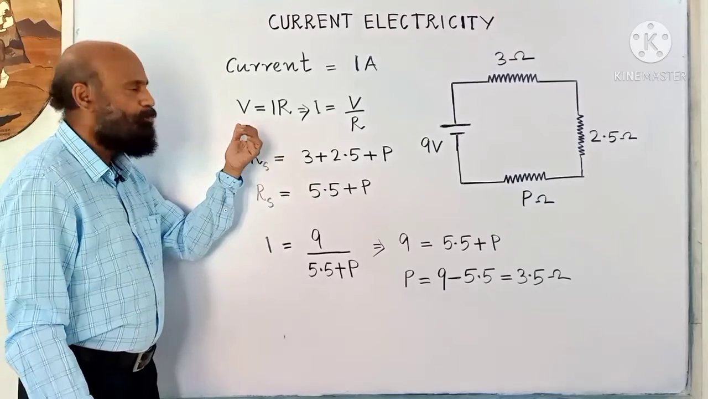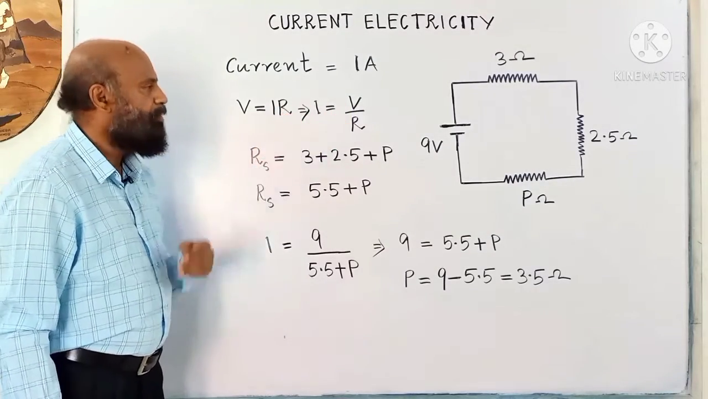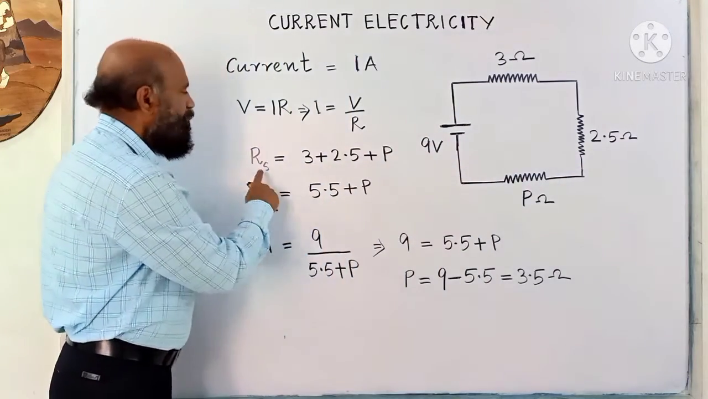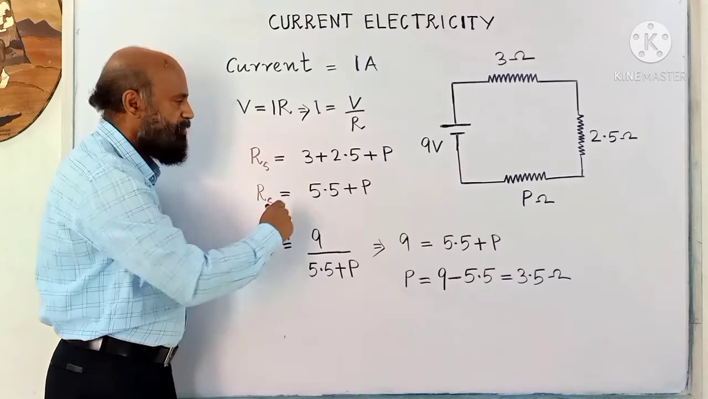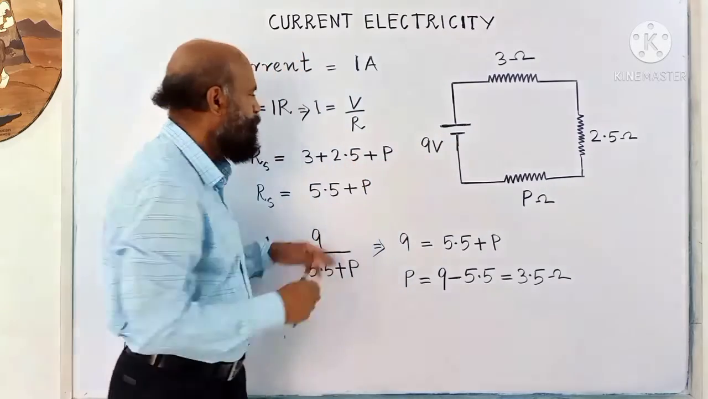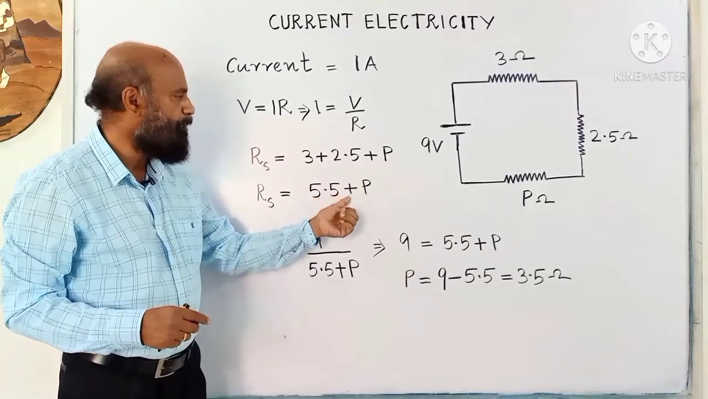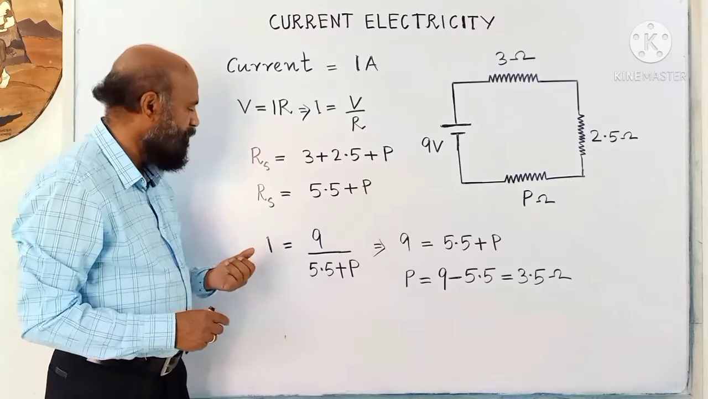Then as per Ohm's law, V is equal to IR, so I is equal to V by R. Then since resistances are connected in series, total resistance is the sum of the individual resistances. So 3 plus 2.5 plus P. So 3 plus 2.5, 5.5 plus P. So this is the total resistance in the circuit.